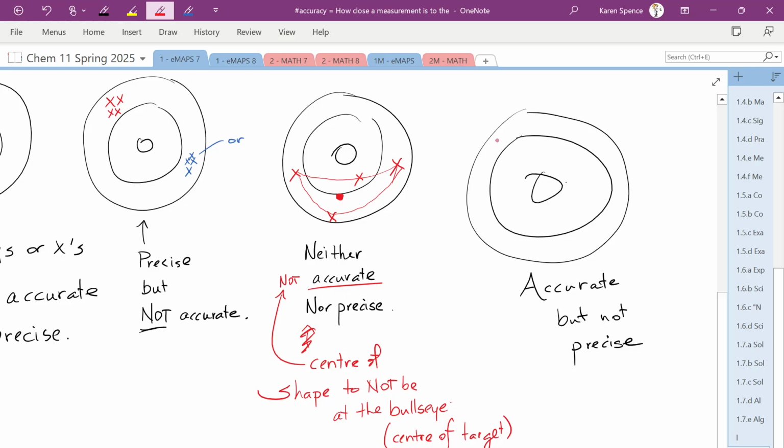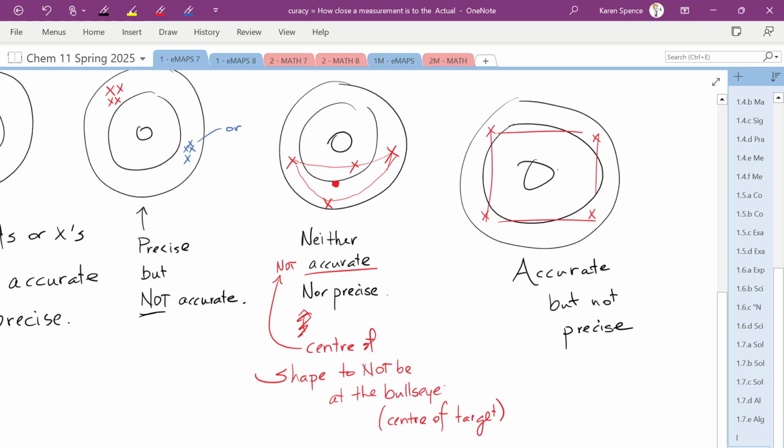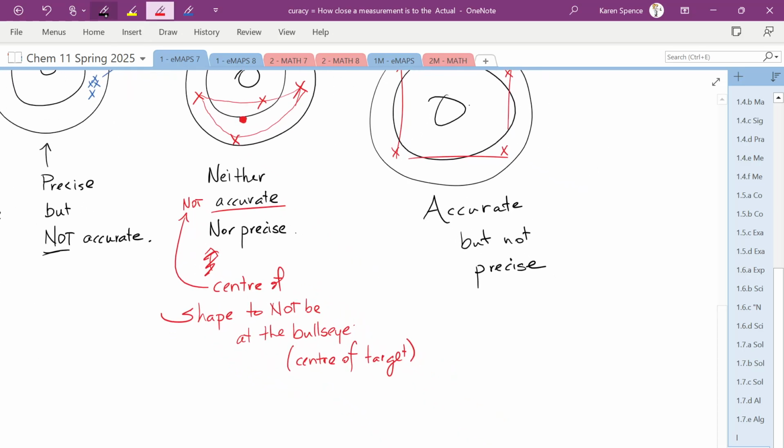So just like we did for what we shouldn't do last time, you could have them say here, here, here, and here. And if you draw your shape, you get the center of that shape at the center of the bullseye of the target. Other ways you could do accurate but not precise. I'm not going to draw the whole target thing, but you could have one here and one here and one here and one here.